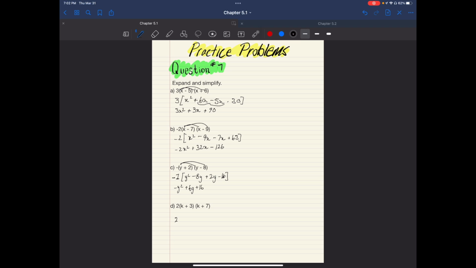Moving on to k squared plus 7k plus 3k plus 21. That becomes 2k squared. 7 and 3 is 10. That becomes plus 20k. And then this becomes plus 42.